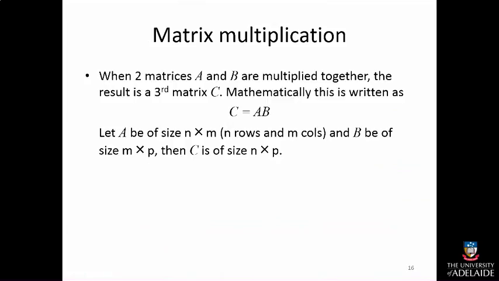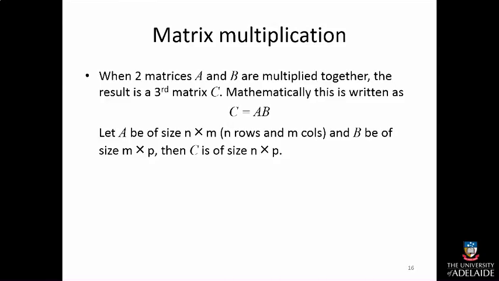So let's see some matrix multiplication. When two matrices A and B are multiplied together, the result is a third matrix C. So mathematically this can be written as C equals AB. Let's say the size of A is n cross m. This means it has n rows and m columns, right? And then we have another matrix which is of size m cross p. So we have C equals A times B.